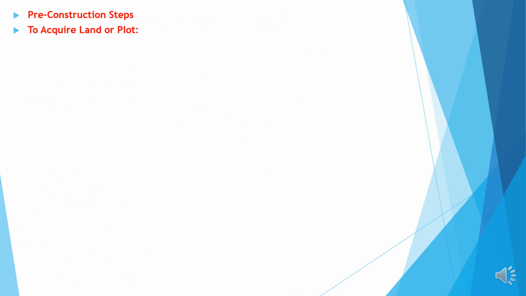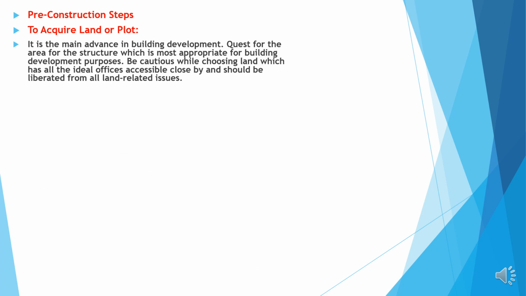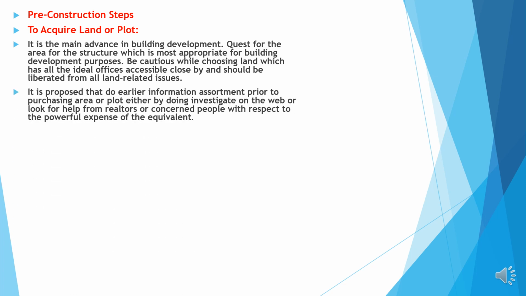Pre-construction steps: to acquire the land. It is a main step in building development. Look for the area for the structure which is most appropriate for building development purposes. Be cautious while choosing a land which has all the ideal facilities available nearby and should be free from all land related issues.